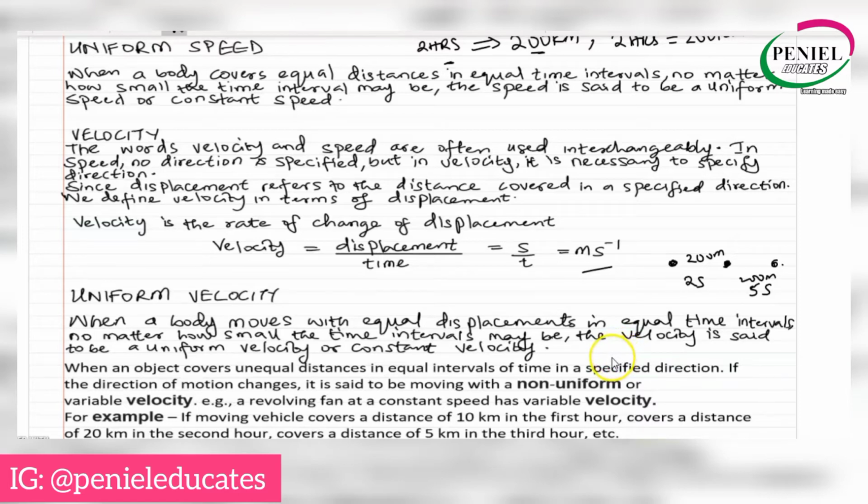So it shows that you are covering different distances in the same interval of time. The same interval of time, you are covering different distances. So that means that the body is moving in a non-uniform or variable velocity. For example, a revolving fan at a constant speed has a variable velocity, or we'll call it a non-uniform velocity.